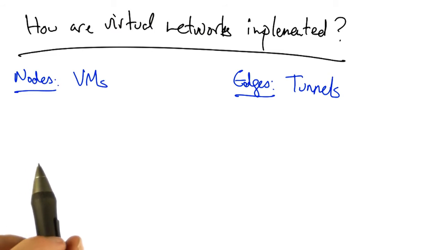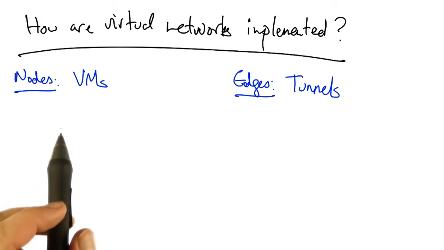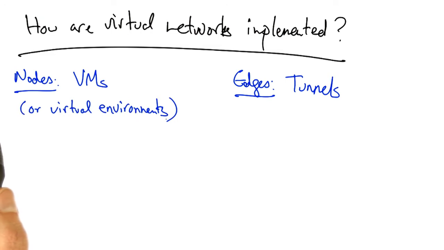So virtual networks have two components, nodes and edges. The physical nodes themselves must be virtualized. One possible way of virtualizing a node is a virtual machine. A more lightweight way of virtualizing a node is using a virtual environment, such as a vServer or a jail.